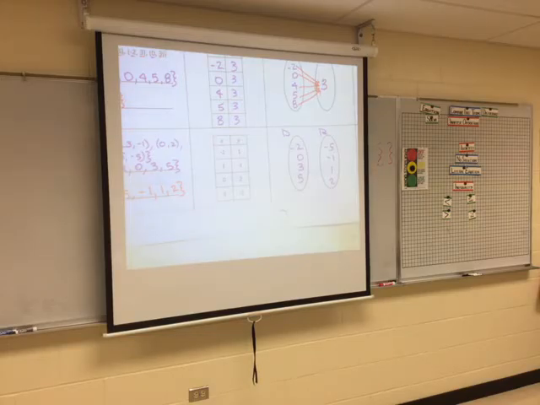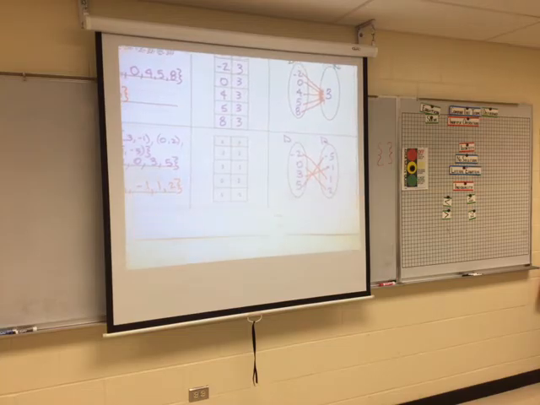So my mapping should look something like this. Negative 2 goes to 1. 3 goes to negative 1. 0 goes to 2. 5 goes to negative 1. Alright. That's all I'm going to have time for today.